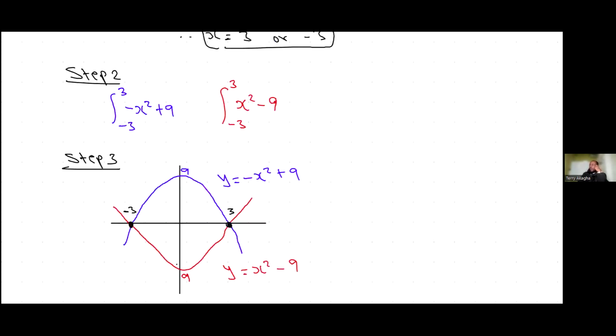So now, when we integrate between 3 and minus 3, the purple one, that is minus x squared plus 9, is going to give us from the line up to the x-axis. So remember, I always tell you, when you integrate a curve or a line, it gives you from that curve to the x-axis. So that means it's going to give us from this point all the way to the x-axis. Okay, it's going to give us all the way here to the x-axis.